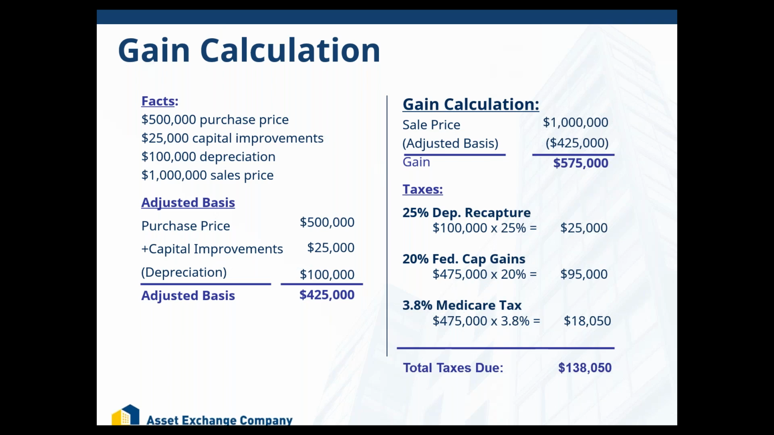Now, how much do we have left over? $475,000, right? So let's just say we're going to be at the highest capital gains tax rate of 20%, all right? So we'll take that $475,000, multiply it times a 20% capital gains tax rate. That's going to give us a tax of $95,000. Now, let's also say we're going to be subject to the Medicare tax of 3.8%. So we'll take that $475,000, multiply it times a 3.8% Medicare tax. That'll give us a tax of $18,050, right? So when we sell this property, we would be looking at a tax bill of $138,050. Again, when you do a 1031 exchange, you can defer having to pay any of these taxes.